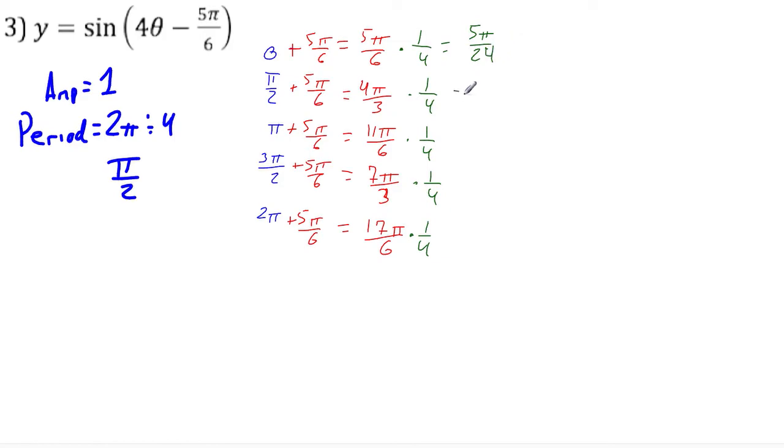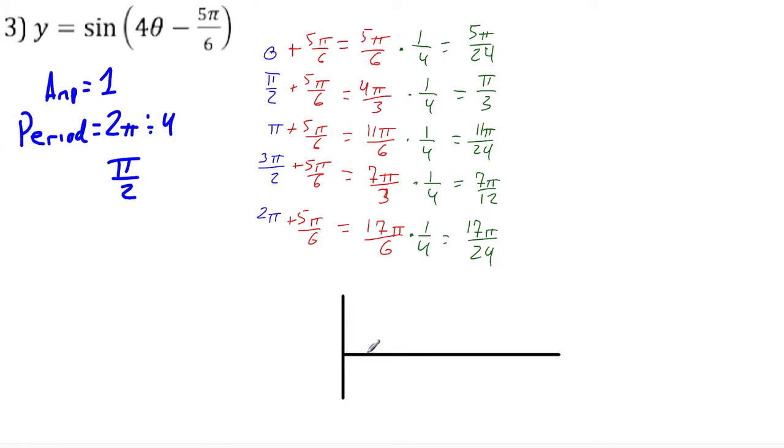There we go. Over here, this is just going to be pi over 3 because the 4s cancel. Here I get 11 pi over 24. Here I get 7 pi over 12. And over here I get 17 pi over 24. So some nice values there. Again, the coordinate plane.